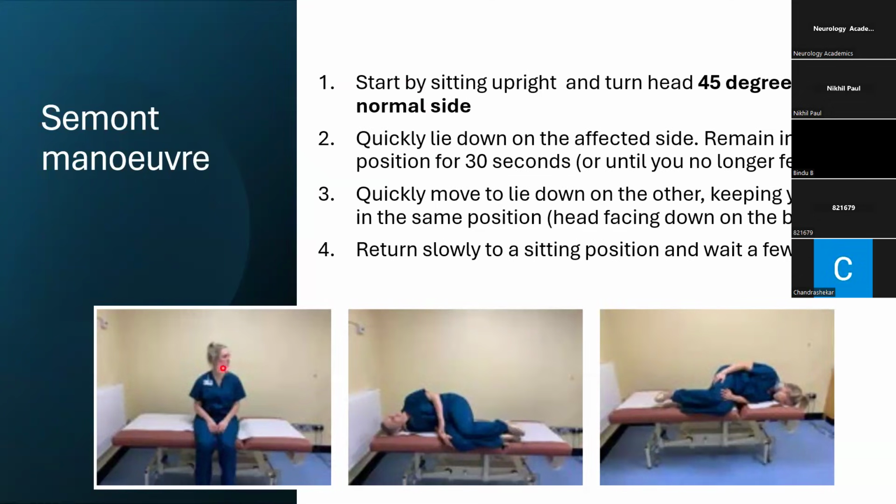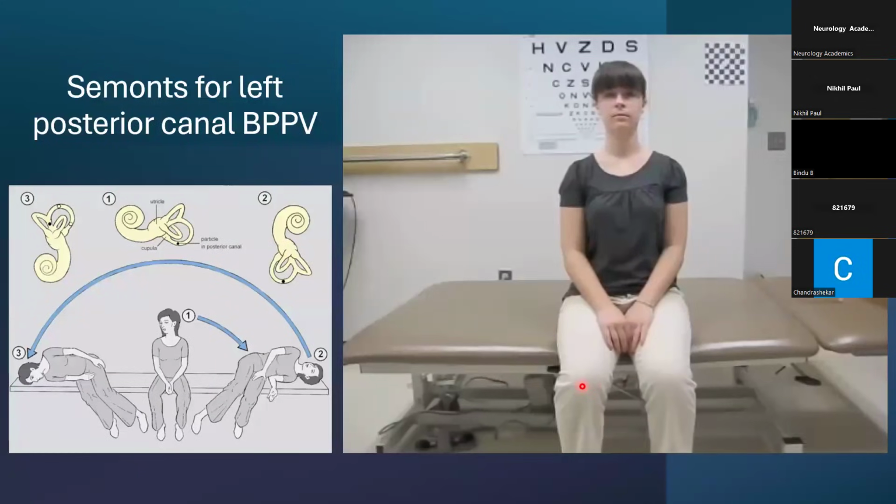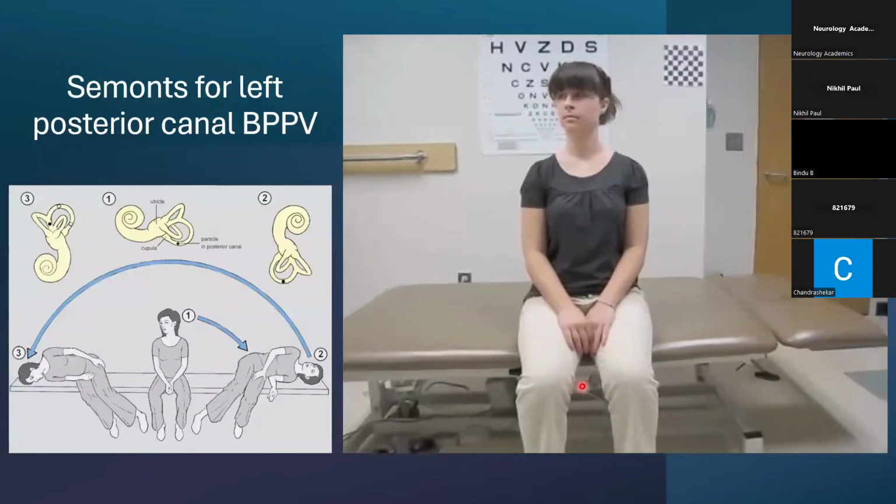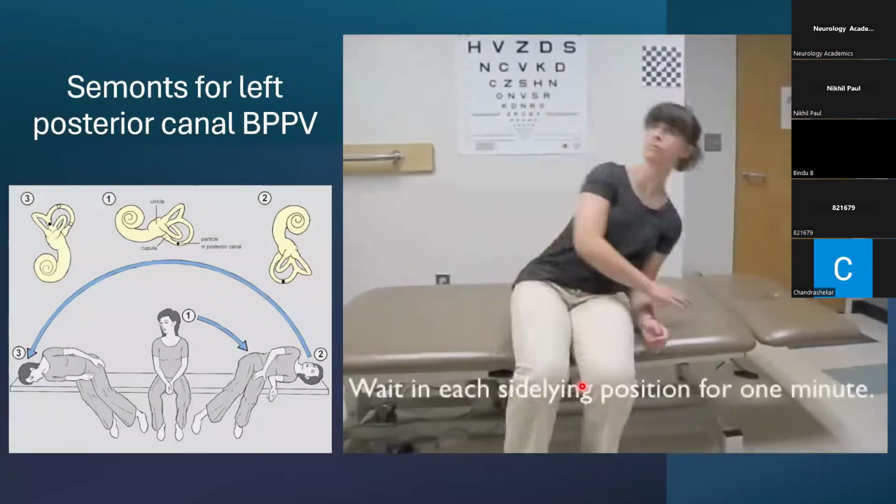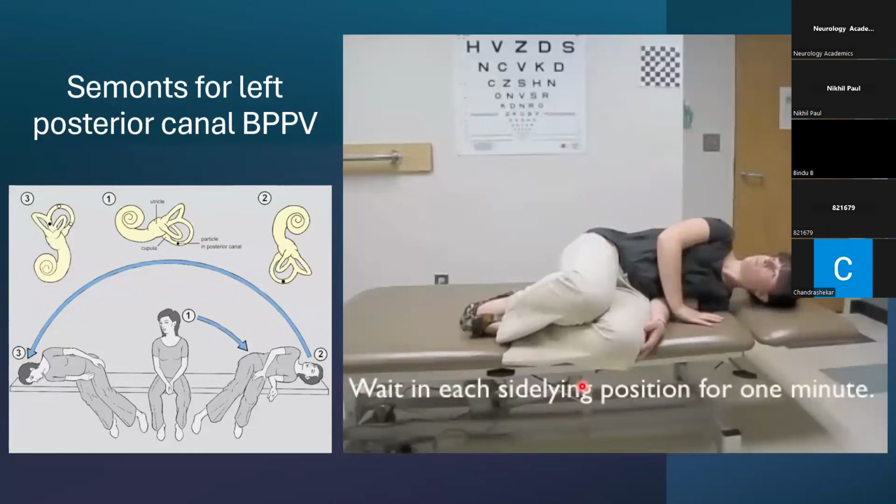So in this picture, this patient is having a right-sided posterior canal involvement. So head turned to the left side, then made to lie down on the right side, then made to lie down exactly like that, again towards the left side, then make the patient sit up. So I'll show the video. Suppose again this patient is having a left posterior canal BPPV. We make the patient look to the right, make the patient lie down on the left side, wait for maybe 30 seconds to 1 minute, then repeat it on the other side, then again sit up.